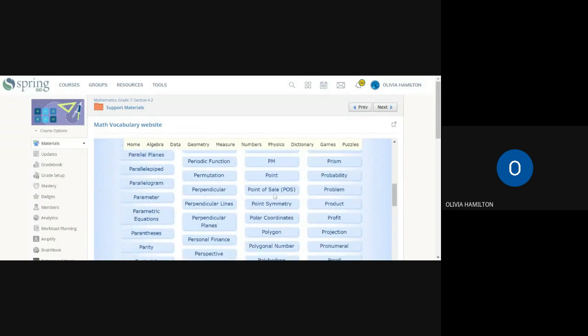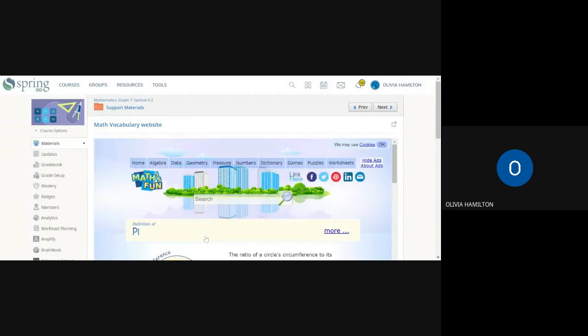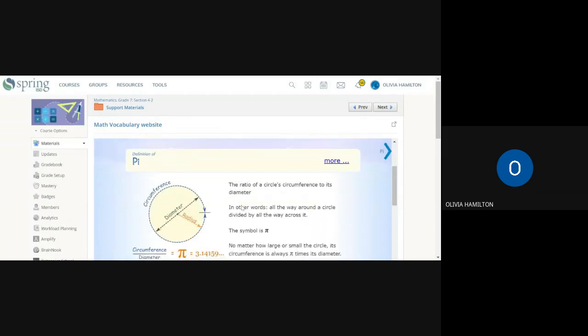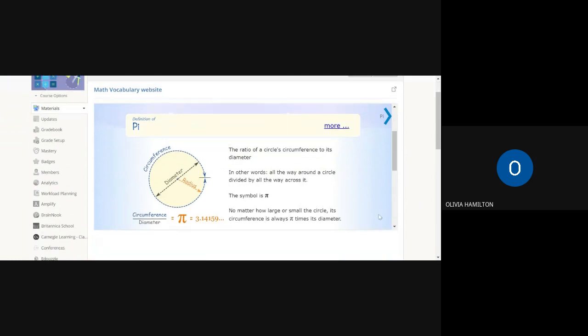So what's pi? Here we go. Pi, the ratio of a circle's circumference to its diameter. That is exactly what the question just asked us. In other words, all the way around a circle divided by all the way across it.